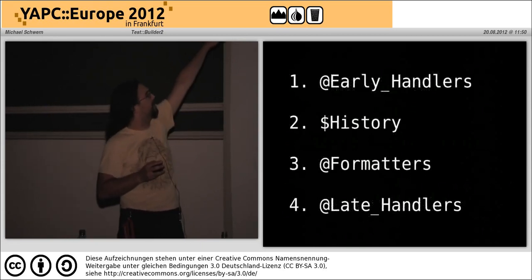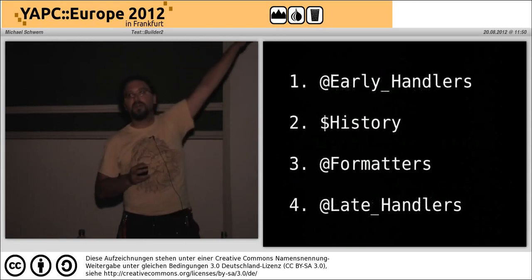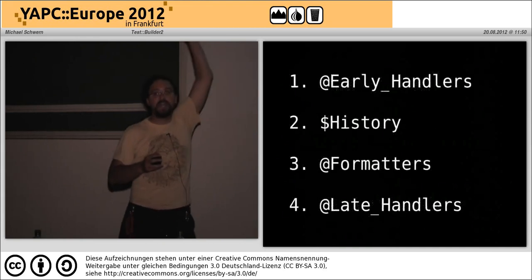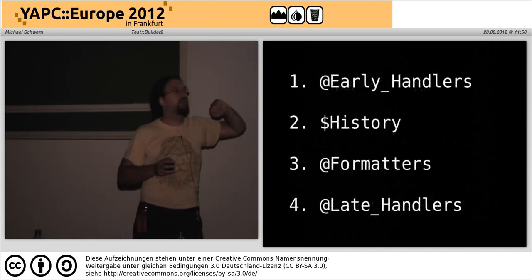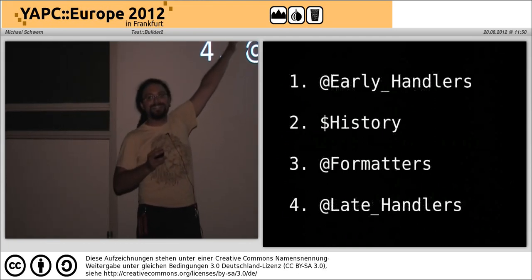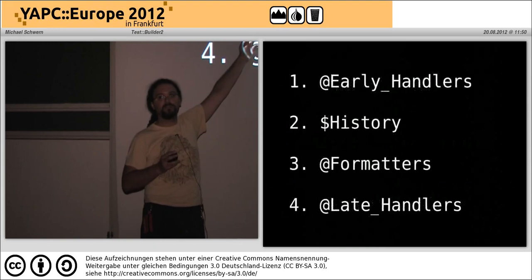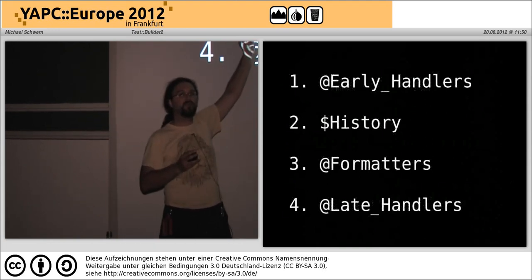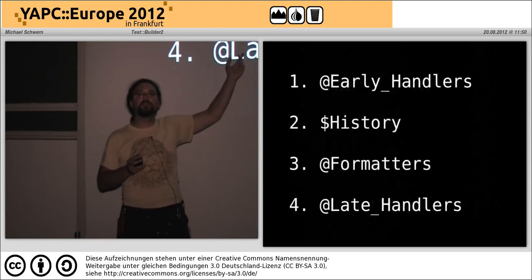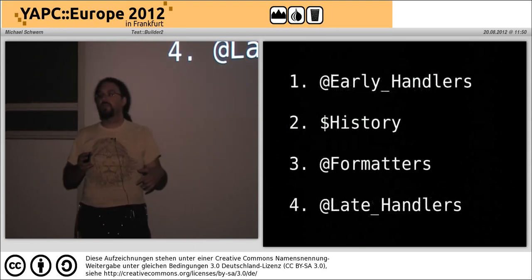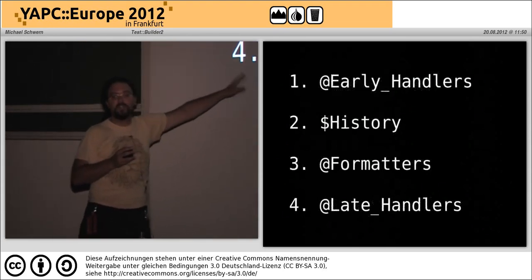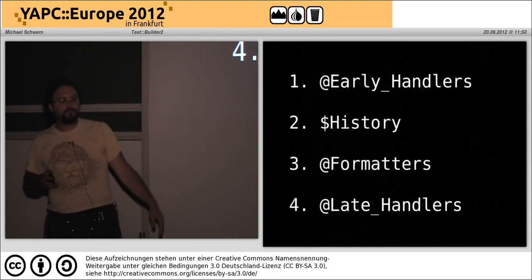Then we have a history object that's the second thing that gets the event, and that stores statistics about the state of the test so that none of these handlers have to keep state. They can just ask the history object. Very important. Then you have a list of formatters, and note, it's a list of formatters, so this could be the TAP formatter that prints to standard out, and then maybe you want to take an XML dump and put it into a file. You can do that. You can have two formatters in there if you want. And finally, you have late handlers that can do whatever they want when all the other processing is done.